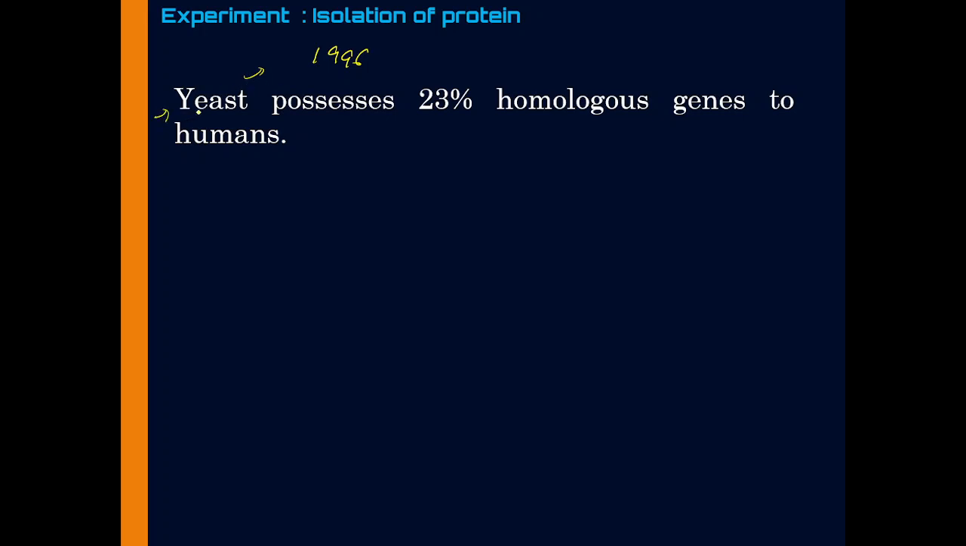Several Nobel Prizes for cell cycle discoveries have also been awarded for work in yeast. They possess 23% homologous genes to humans. Several studies have mentioned that yeast can be used as a model organism for Alzheimer's disease. In fact, in some cases they have been used as a cancer model or to study apoptosis.